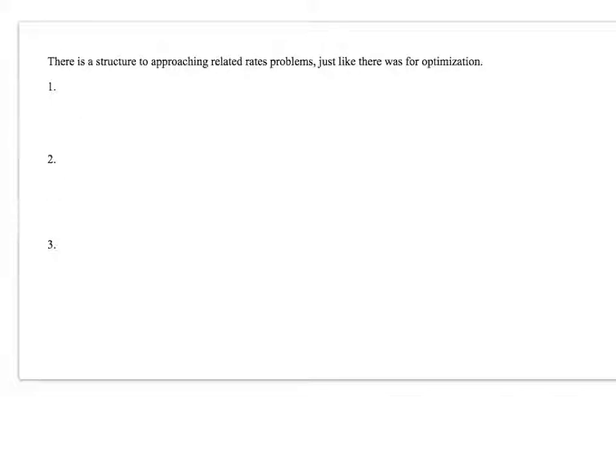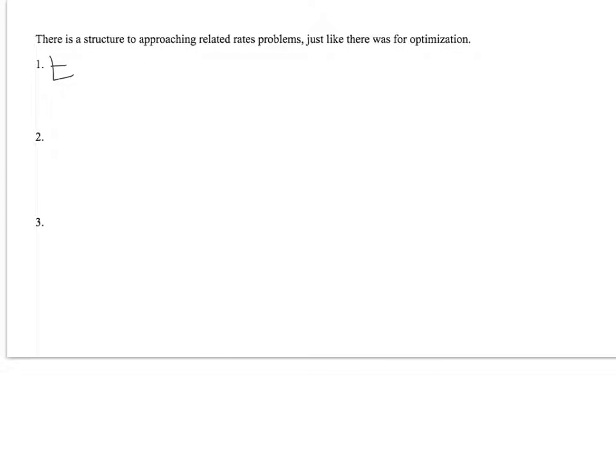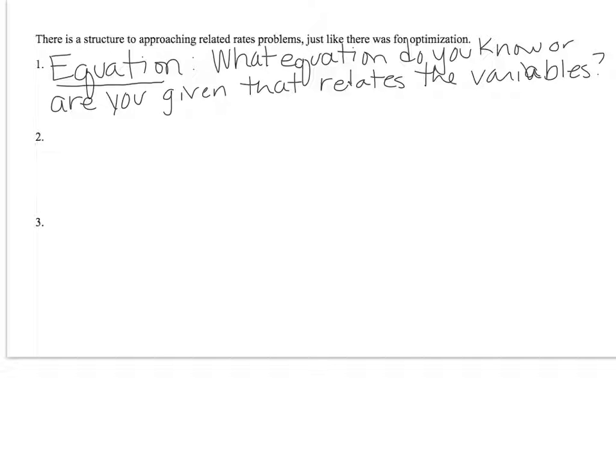And the first is the word equation. With equation, the question you're being asked is, what equation do you know or are you given, because sometimes you're going to be given an equation that relates the variables in the problem. So you may have to identify something in your mathematical subconscious, or there may be just a formula on a piece of paper that's given to you, like, hey, do you remember 1/3 pi r squared h is the volume of a cone? So we need to identify an equation.